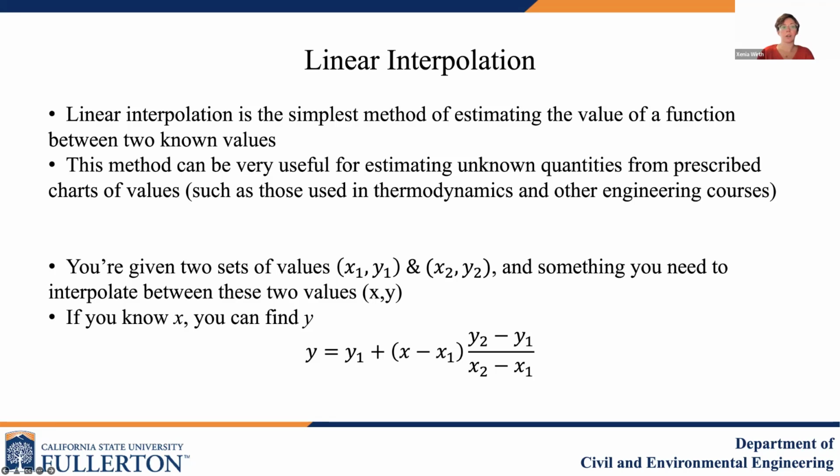If you're given two sets of values, an x and a y, and another x and a y, and you need to find a value that is between each of these sets of data, let's say the constant is x comma y. If you know one of these two values that's between the two sets of data that you have, so if you know x, then you can find the unknown y using this formula for linear interpolation. y is equal to y1, the initial y value, or the lower y value, plus your target x value minus x1 times y2 minus y1 over x2 minus x1.